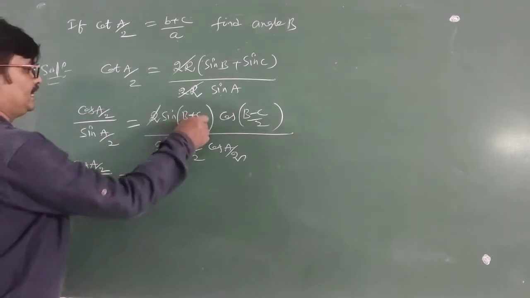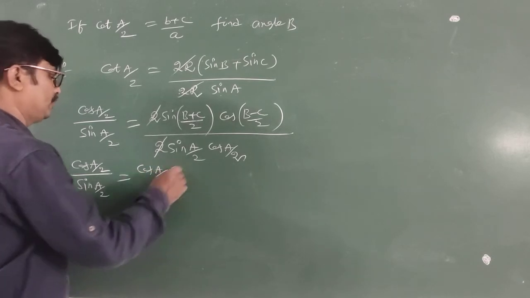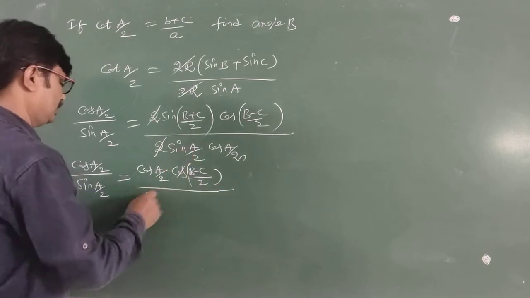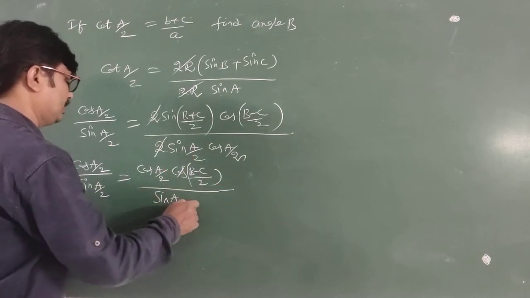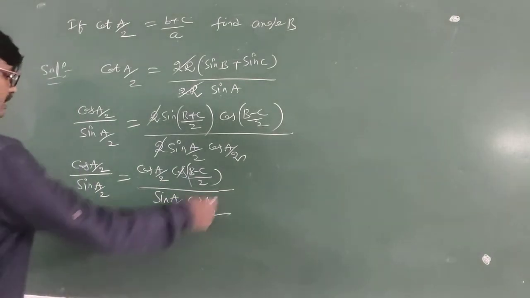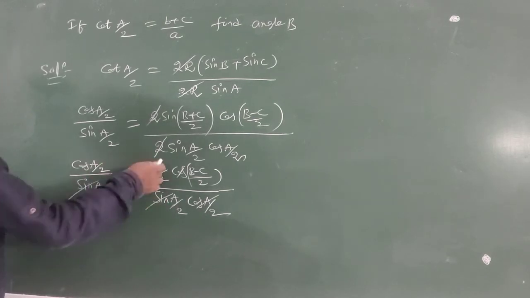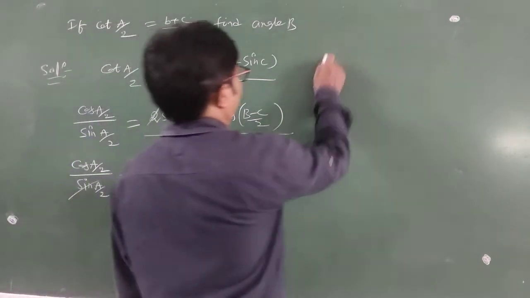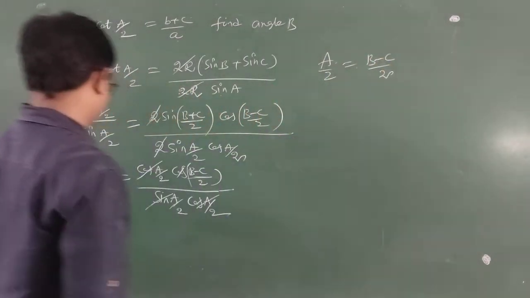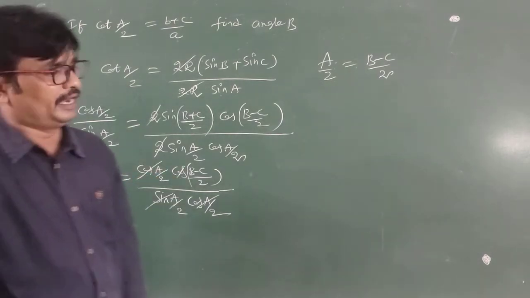This is, students, 90 minus a by 2. Sine of 90 minus a by 2 is cos of a by 2. Cos of b minus c by 2 upon sine of a by 2 into cos of a by 2. So, dear students, the cos a by 2 cancels and also the sine a by 2 cancels. Now, remove cos on both sides, that is a by 2 equal to b minus c by 2. Well, you can remove cos on both sides: a by 2 equal to b minus c by 2.